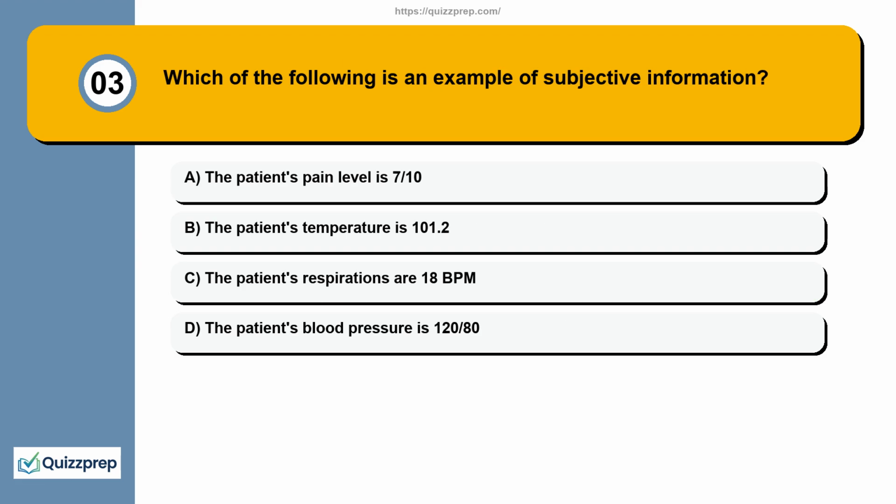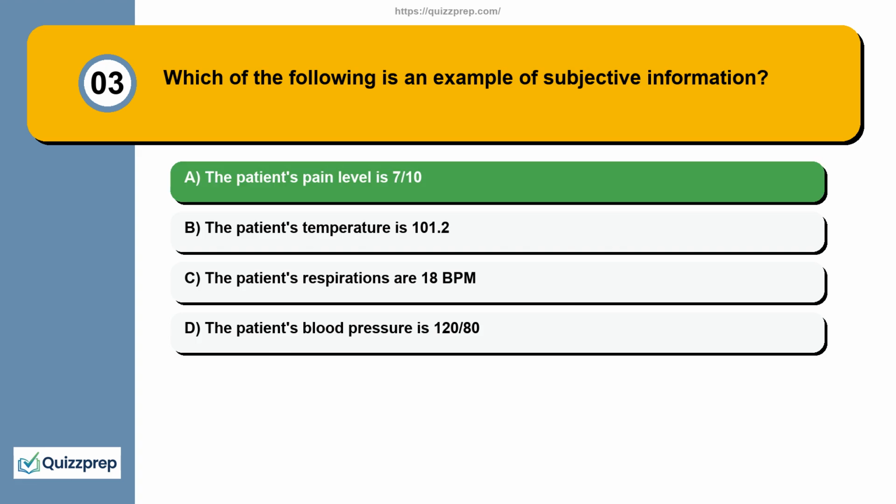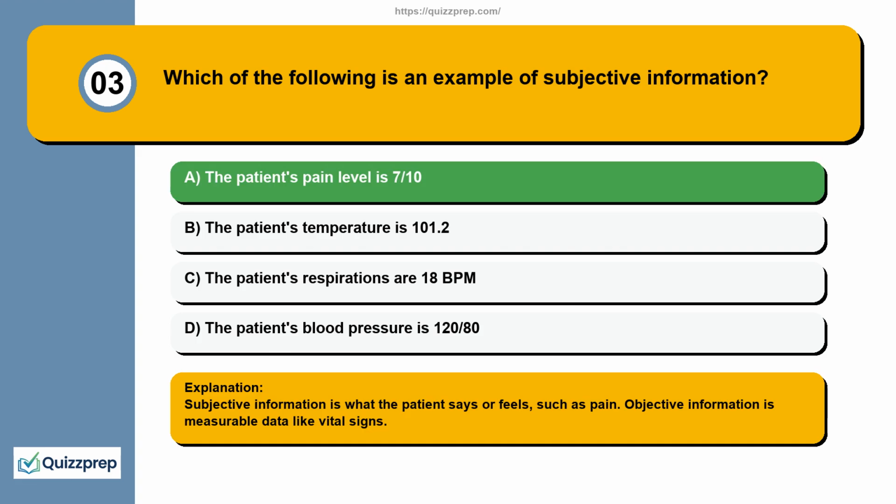Question 3. Which of the following is an example of subjective information? The patient's pain level is 7/10. The patient's temperature is 101.2. The patient's respirations are 18 bpm. The patient's blood pressure is 120/80. Subjective information is what the patient says or feels, such as pain. Objective information is measurable data like vital signs.